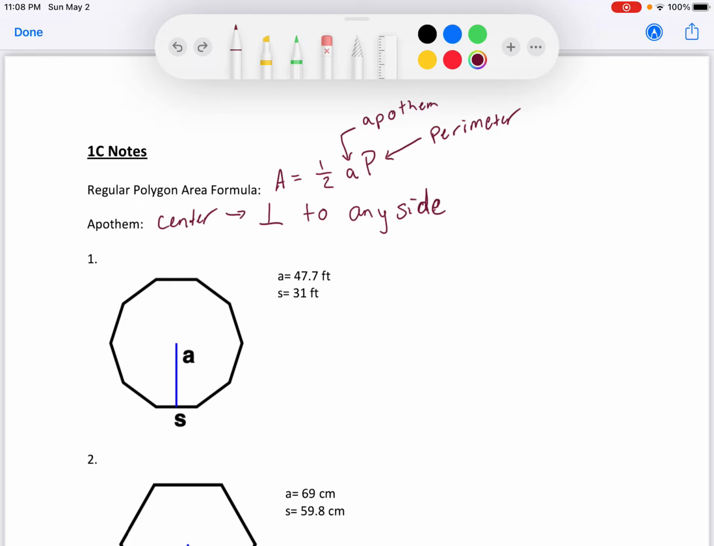So in this first example, we have a decagon, meaning a 10-sided figure. So it is a decagon, it is 10-sided.